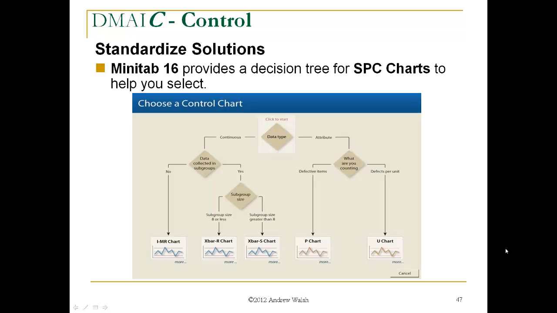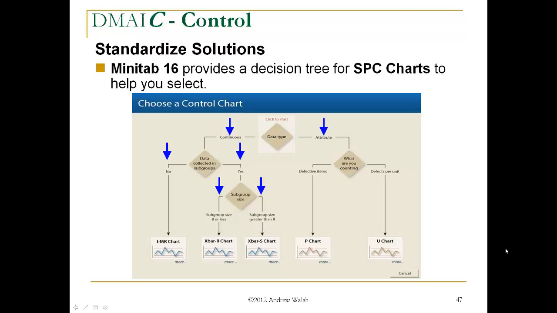Now Minitab provides a decision tree for SPC charts to help you select. So if you have continuous data and you have not collected them in subgroups, the I and MR chart would be your choice. If you did collect them in subgroups and the subgroup size was 8 or less, you would use an X bar and R chart. It's much more convenient.